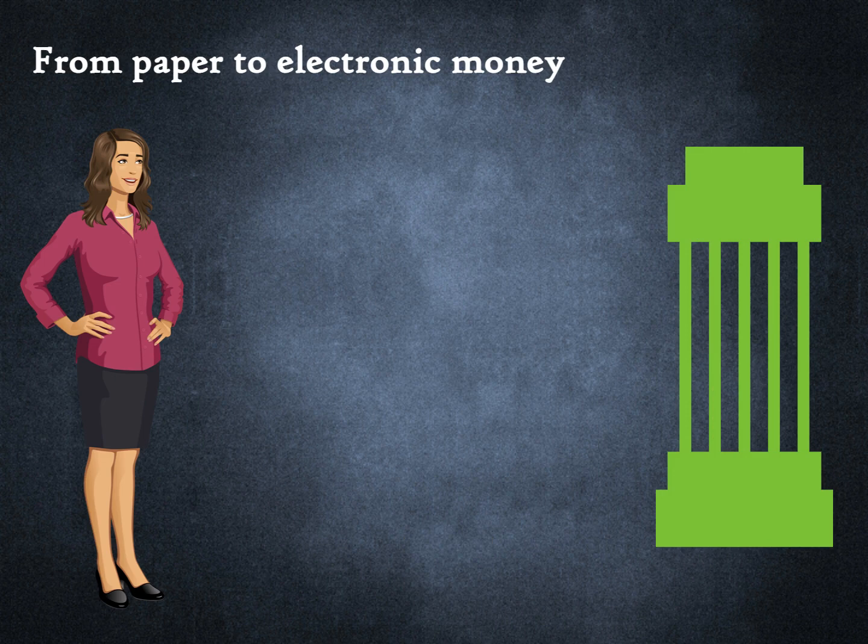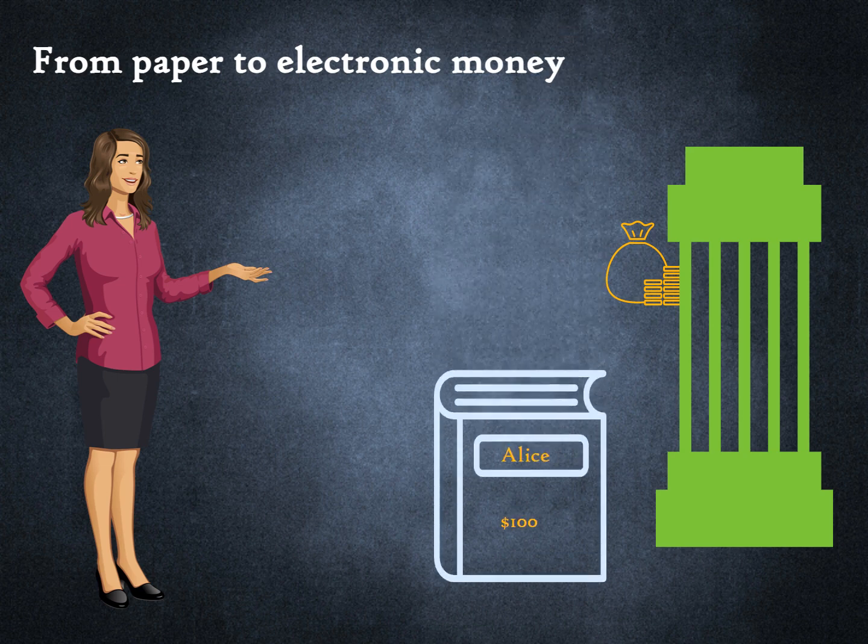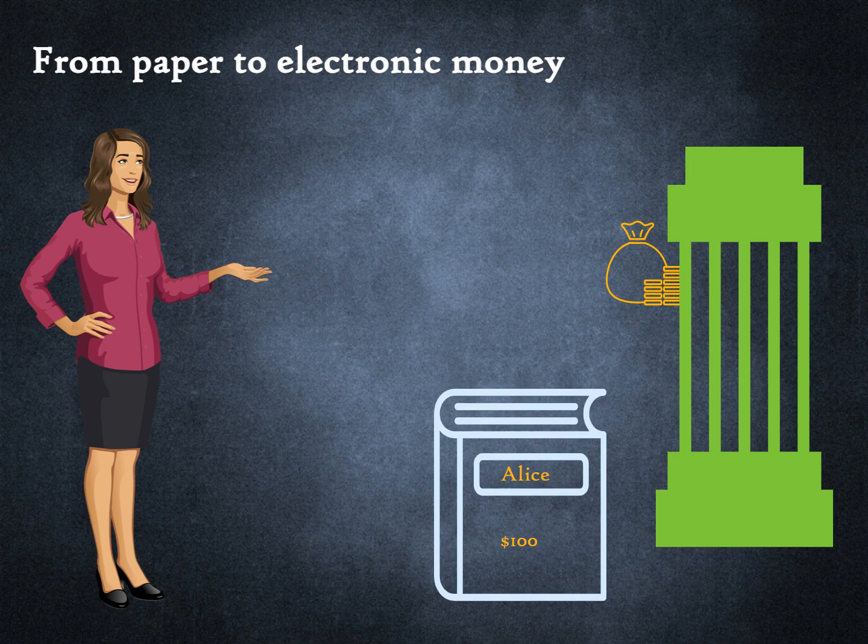Consider a bank whose customer is Alice. Alice deposits 100 units of gold with the bank. Historically, the bank would have issued 100 $1 currency notes to Alice. But now, instead of handing over paper currency, the bank simply makes a book entry recording that Alice has $100 in balance. Now, instead of carrying currency notes, Alice just uses her debit card.